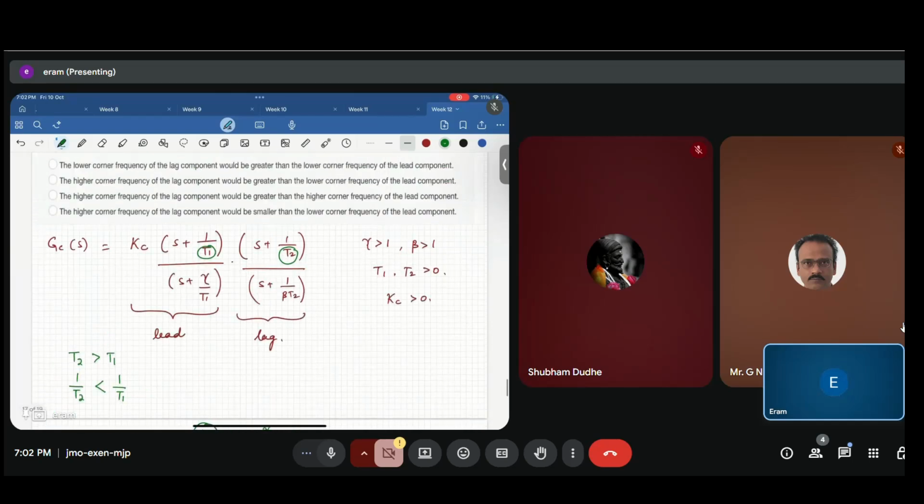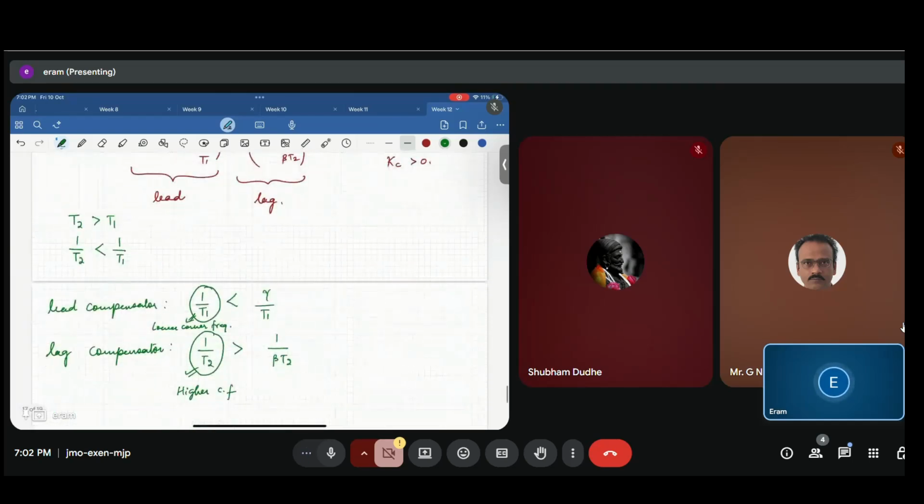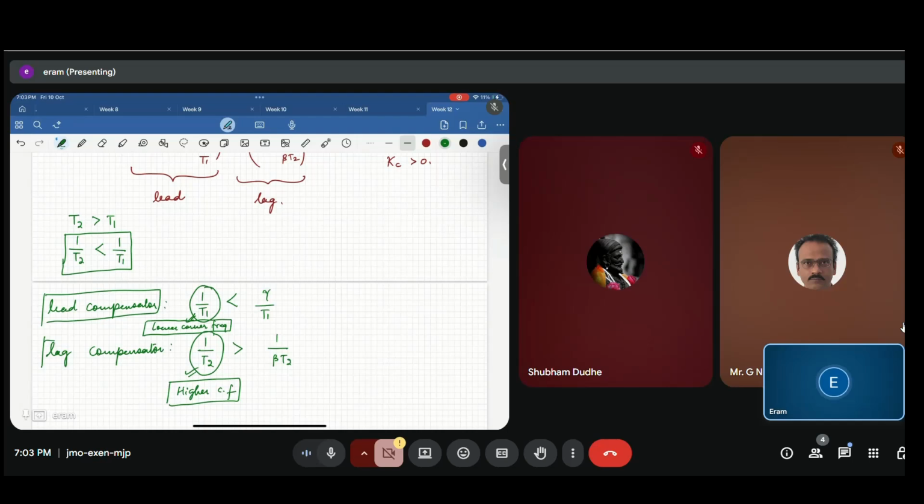Okay, and we know that it is given in the question that 1 by T1 is greater than 1 by T2. So what does it mean? The lower corner frequency of the lead compensator is greater than the higher corner frequency of the lag compensator. Can we say that? Because we are given 1 by T1 is greater than 1 by T2, and 1 by T1 is the lower corner frequency of the lead compensator, and 1 by T2 is the higher corner frequency of the lag compensator.